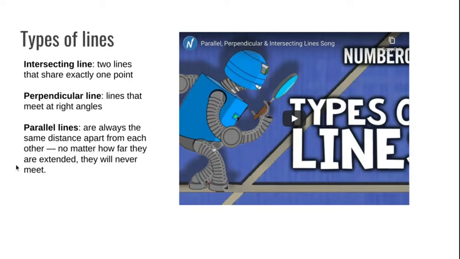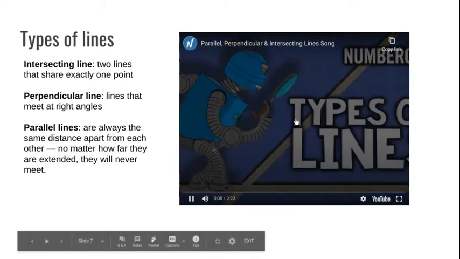And then last, we have parallel lines. Parallel lines are always the same distance apart from each other, no matter how far they are extended, and they will never meet or touch. So, parallel lines, it's like two lines that are the same, but they're separate and they go on forever and never touch. So, let's take a look at what these look like.